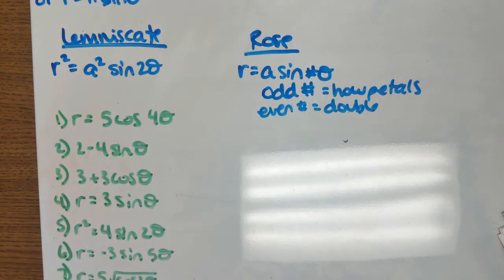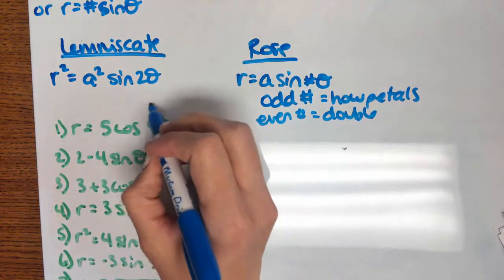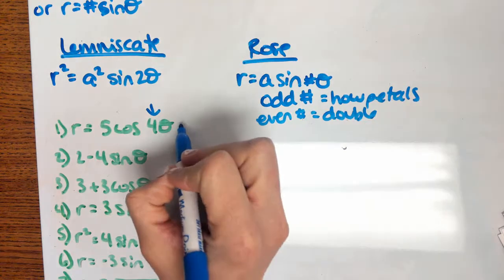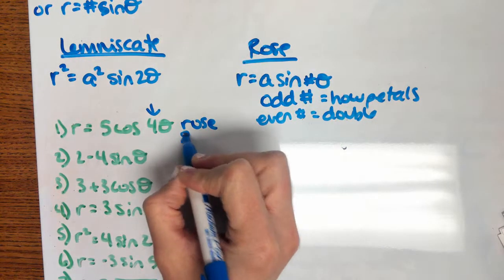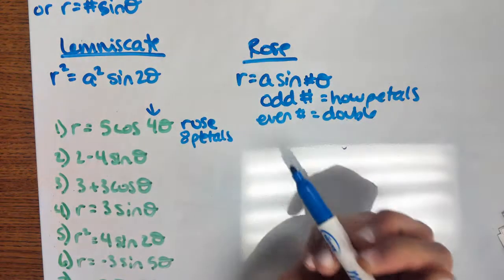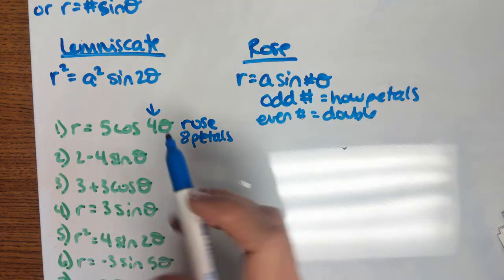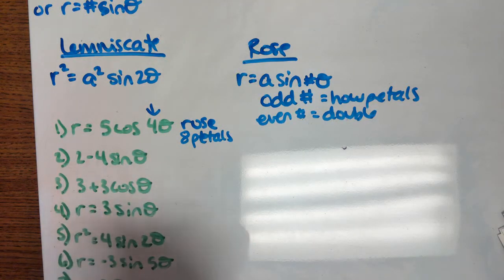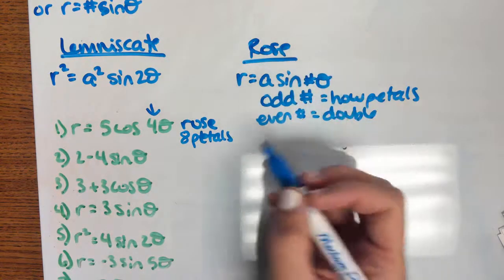So the first one could be a circle or a rose, but this number right in front, right there, tells me that that's actually a rose, not a circle, and it's going to have 8 petals. Cosine, so it's going to start along the x-axis, and then we're just going to go from there with my 8 petals. This one, should have been r equals. I've got 2 different variables, so that tells me it's a limacon.